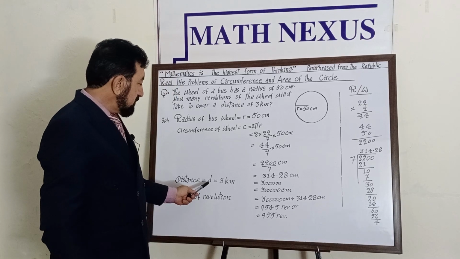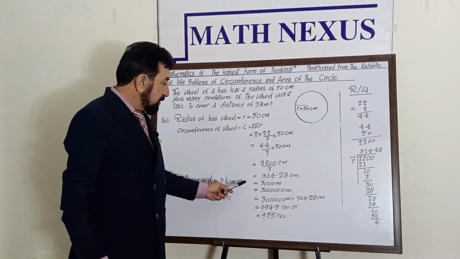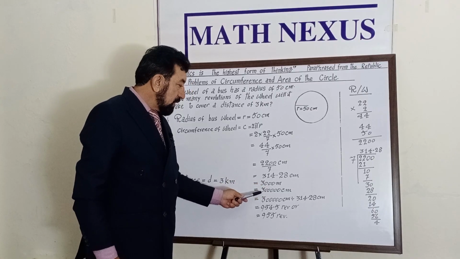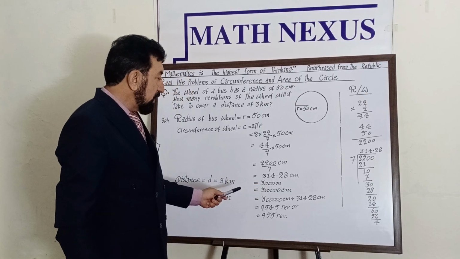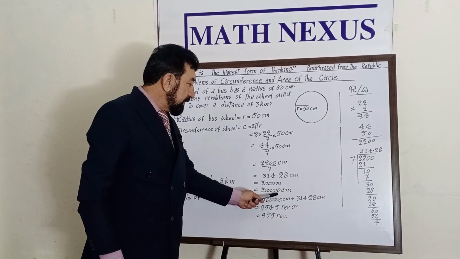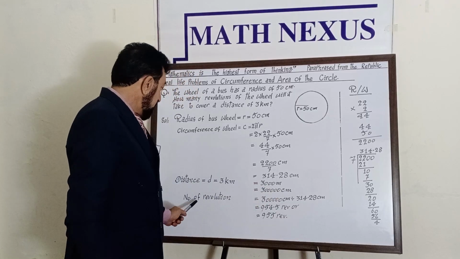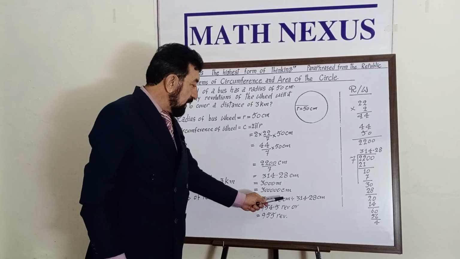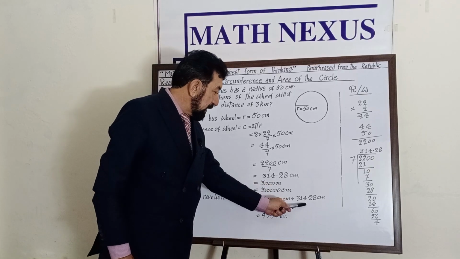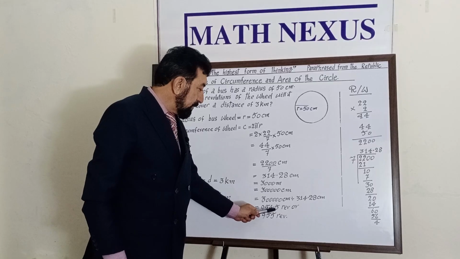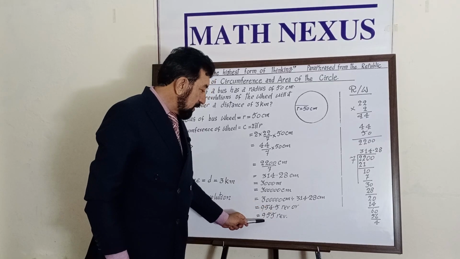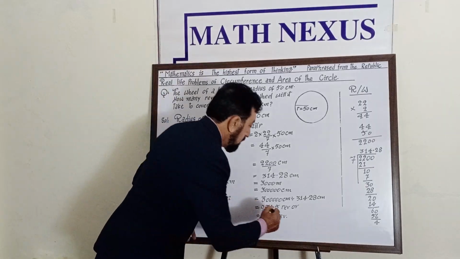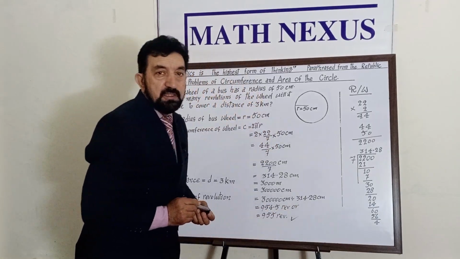Now the distance d equal to 3 kilometer. 3 kilometer equal to 3000 meter. 3000 meter multiply into 100, this is equal to this figure in centimeter. Now the number of revolution, this figure divided by this figure, this is equal to 954.5 revolution or 954 revolution. This is the answer of the question.